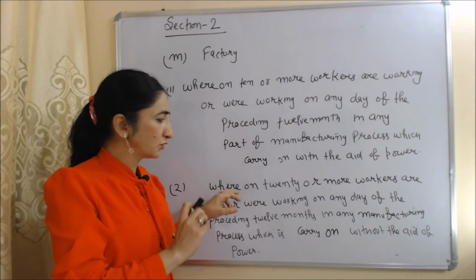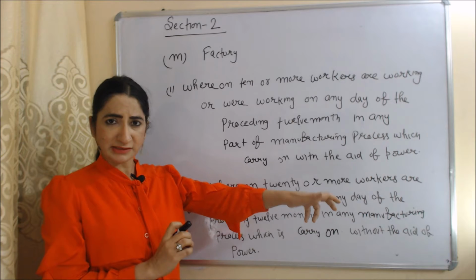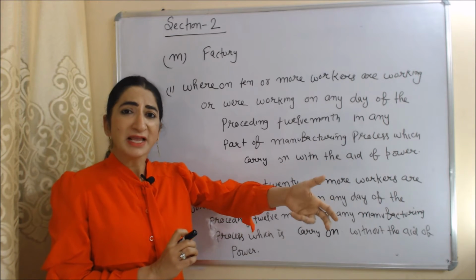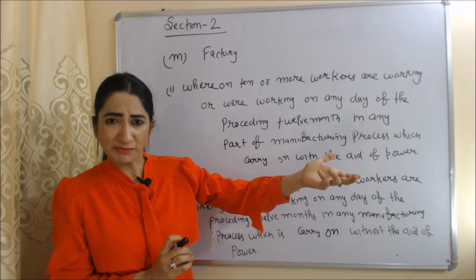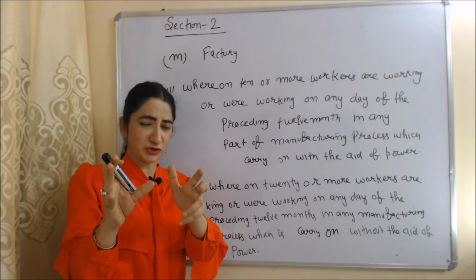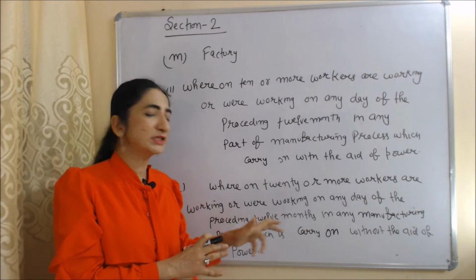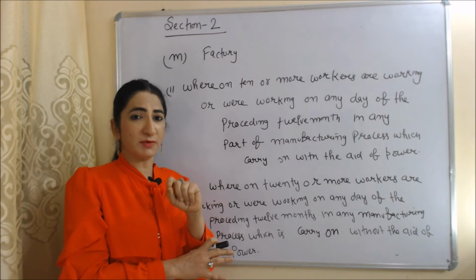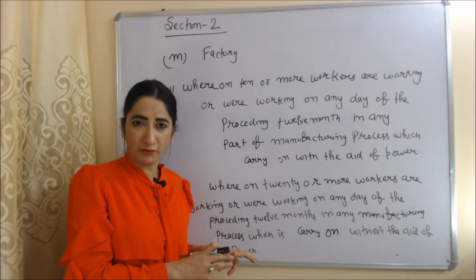Factory also includes where 20 or more workers are working or were working on any day of the preceding 12 months in any part of a manufacturing process which is carried on without the aid of power. Now we are talking about manufacturing process without the aid of power.